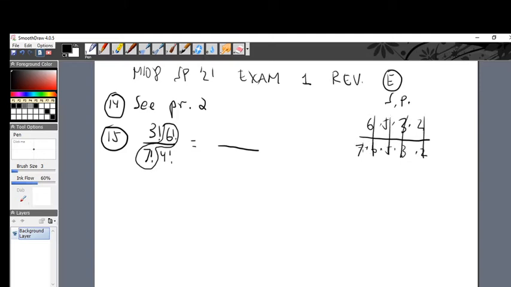What's left on the bottom is 7. What's left of all these things? What do they turn into? They turned into 1s. So 6 factorial over 7 factorial is the same as 1 over 7. They're gone. It's gone. Never to come back again.